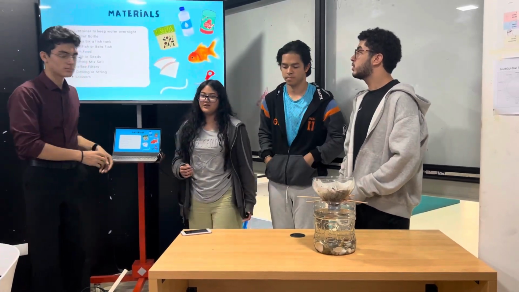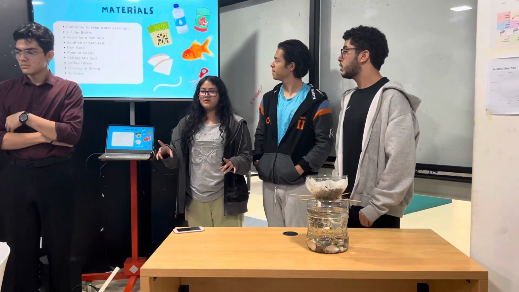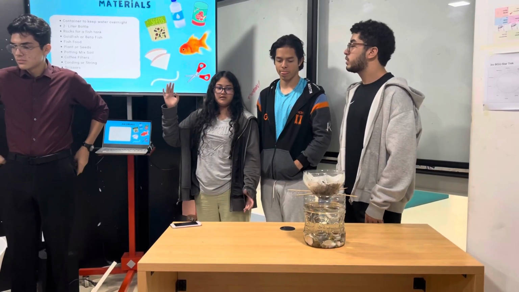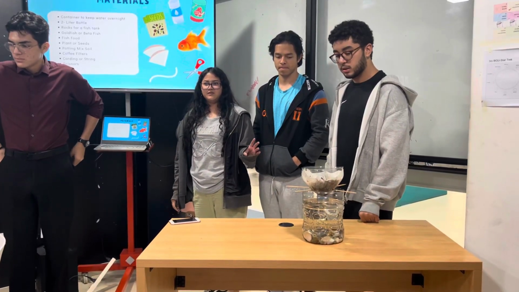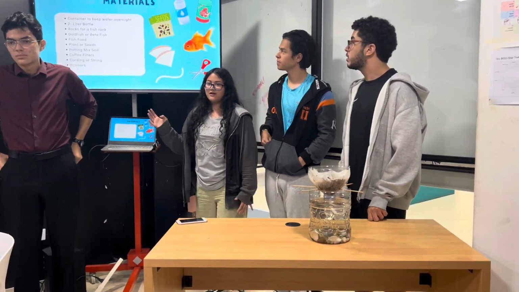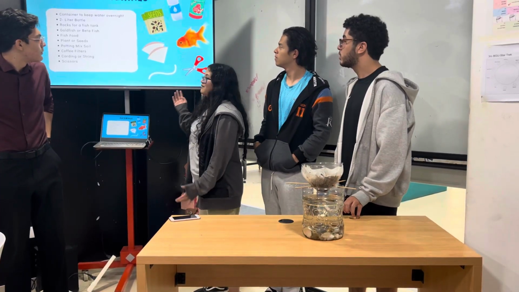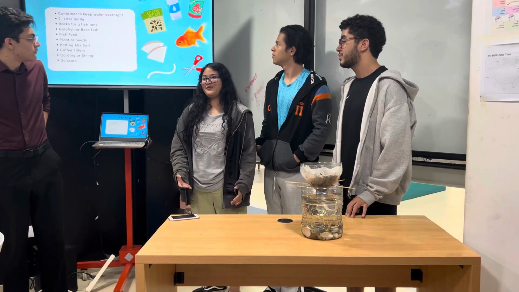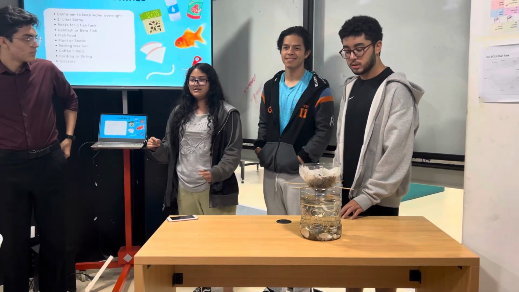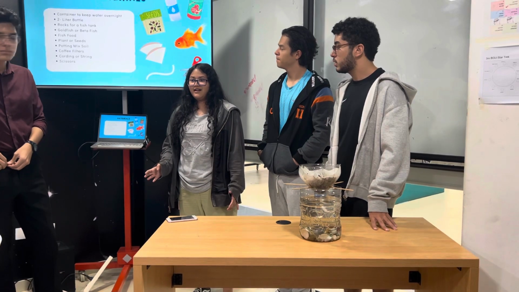Now, the materials we used for our project. It was a container to keep the water overnight, and I'm going to explain that in the process. A liter bottle. We used a gallon, but you can do it with 2 liters. Rocks for a fish tank, fish food to feed our fish, a plant or seeds. In this case, we used seeds, and that in Spanish is called tomillo. I don't know the name in English.